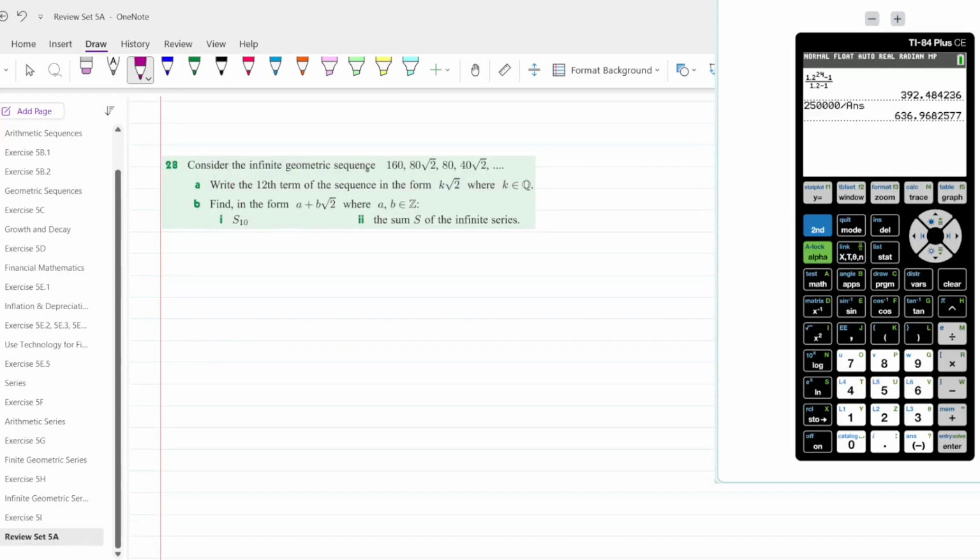Consider the infinite geometric sequence. Write the 12th term of the sequence in the form k root 2. So u1 is 160, u2 is 80 root 2, r is going to be u2 divided by u1, that is 80 root 2 divided by 160. So r is going to be, this cancels and comes root 2, so r is going to be 1 divided by root 2.